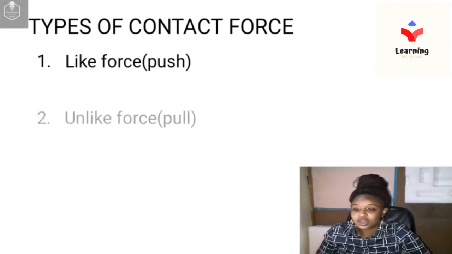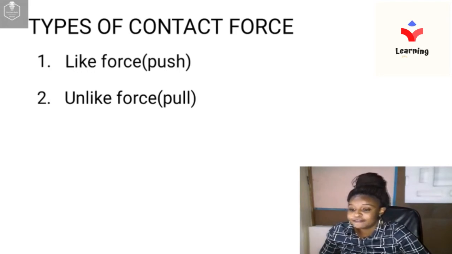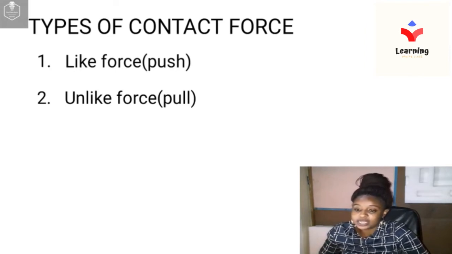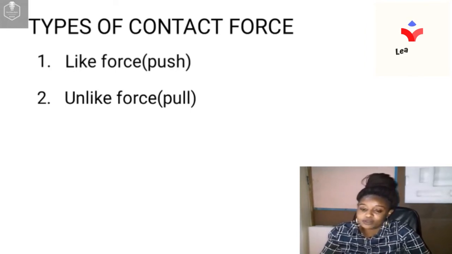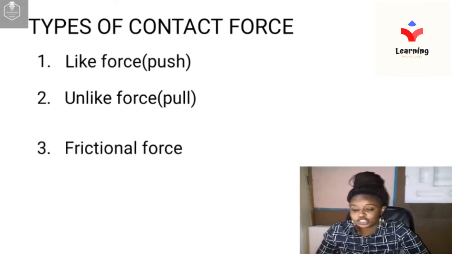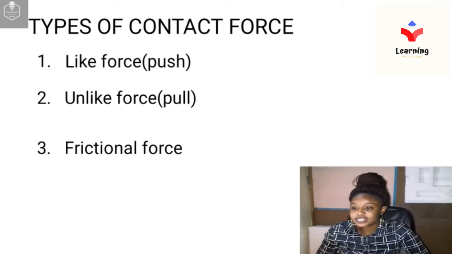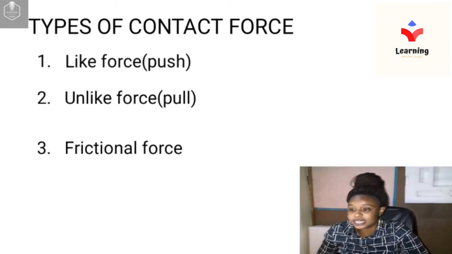The second on the list is the unlike force. Unlike force means that when you pull the object, it will move away from its position. It will change its direction. So the type of force that you apply there is known as the unlike force. Then we have frictional force. This frictional force is the force that exists between objects that prevents them from sliding.